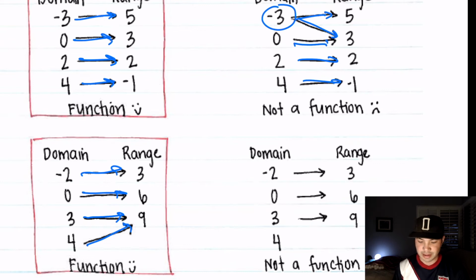That's totally fine. And then here is a not-a-function example. This looks fine, like the first one, but the 4 has no output. So that is not a function. Every input has to have one output. So that's not a function.